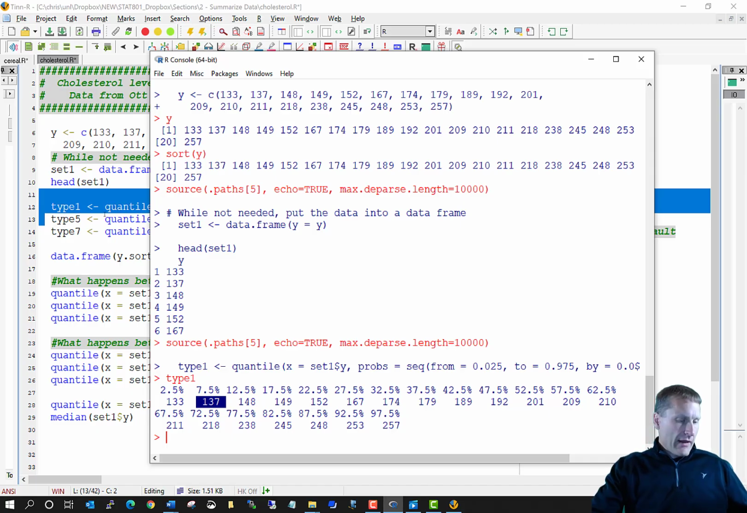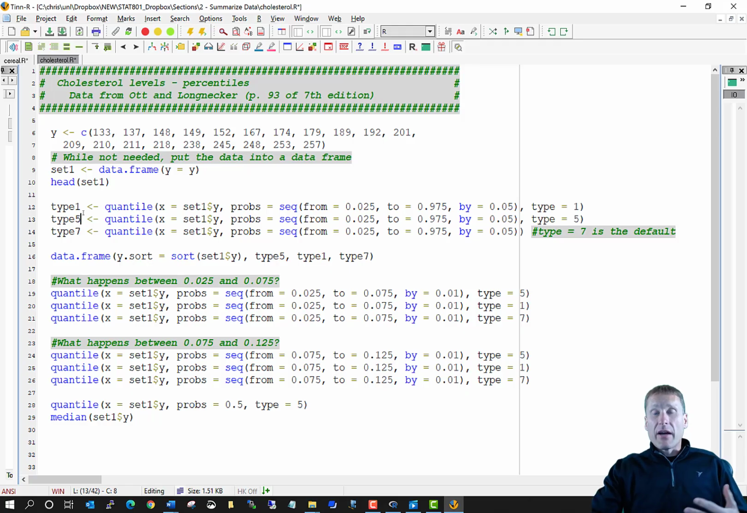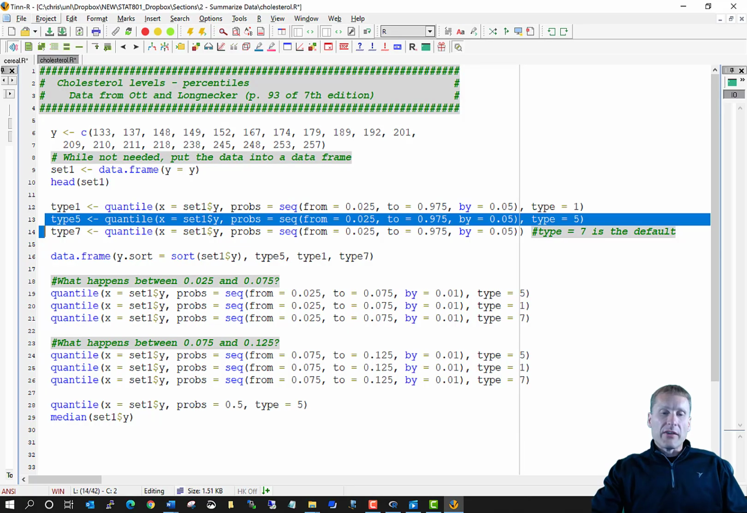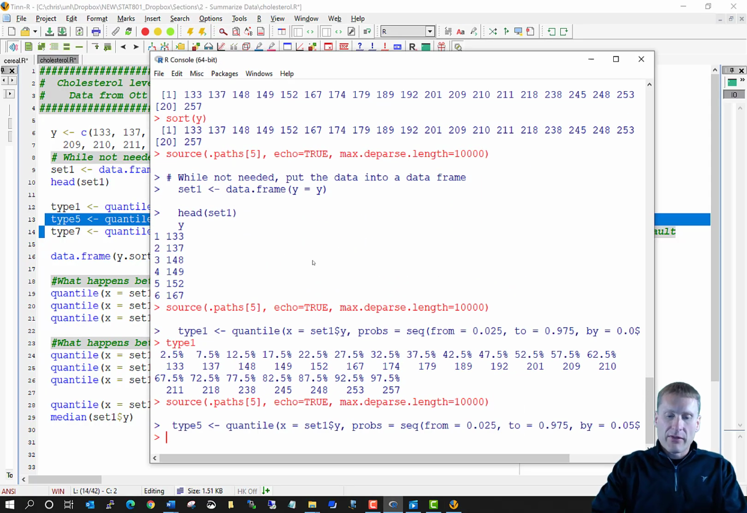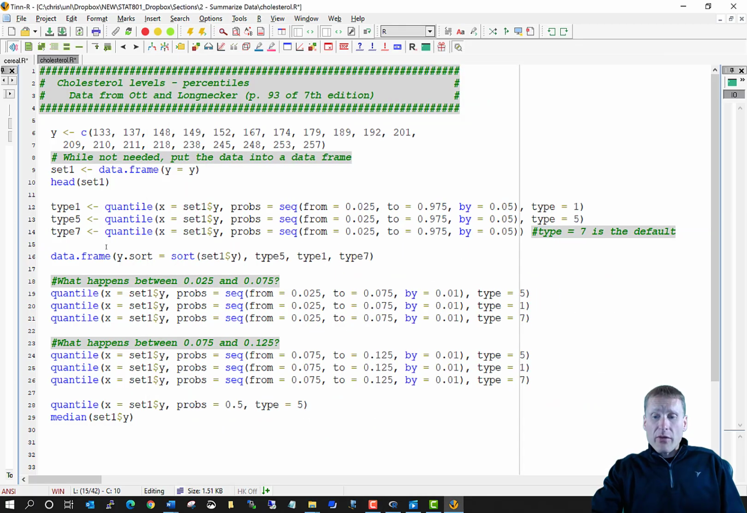Now, the way that I described how to find percentiles and quantiles earlier actually corresponds to type equal 5. If we take a look at that, you'll notice we get exactly the same answer as what we got using type equal 1. Just use type equal 5 all the time. For our course, that will be simpler. Do note the default happens to be type equal 7.